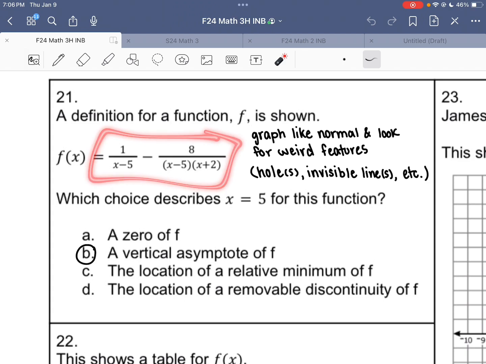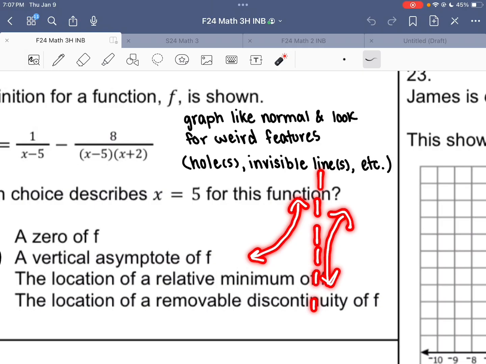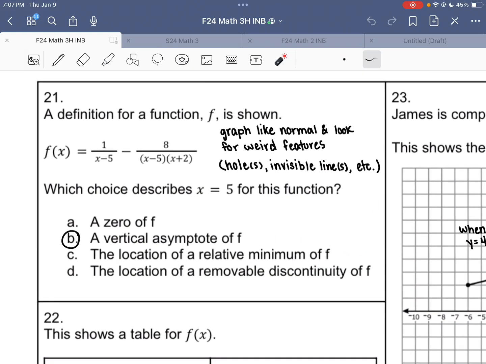So in this graph, where x is 5, it looks something like this. That's part of the graph, and here's another part, and they both go off in different directions forever. And x equals 5 ends up being right here. Well, it looks like the graph is bouncing off of that invisible line that's happening right here. And when we have an invisible line, it means that we have an asymptote. Up and down would be vertical, so your answer is B.